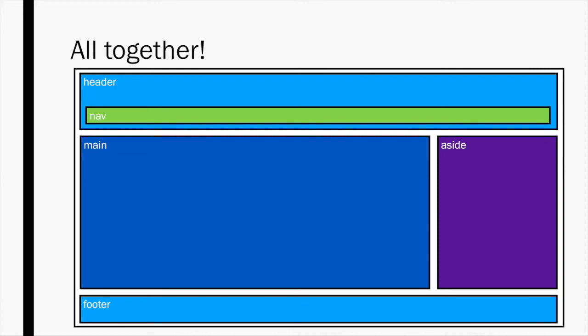In this example, you have the header, you have the nav inside the header, you have the main section, you have an aside, and you have a footer. Now in some cases, the aside can be inside of the main. It is perfectly fine. For most cases, people have the aside outside of the main, but you can have the aside inside the main if it is relevant to the main content.